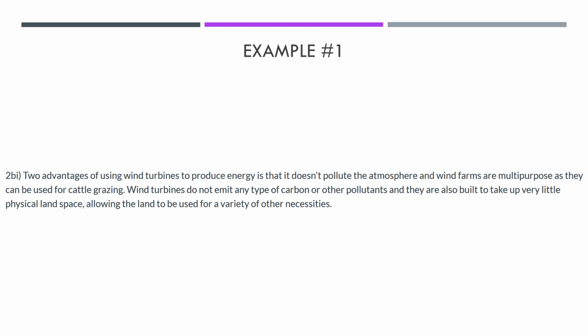2 advantages of using wind turbines to produce energy is that it doesn't pollute the atmosphere, and wind farms are multi-purpose as they can be used for cattle grazing. Wind turbines do not emit any type of carbon or other pollutants, and they are also built to take up very little physical land space, allowing the land to be used for a variety of other necessities. So this answer is a complete answer. It provides 2 advantages, and it describes it in detail.